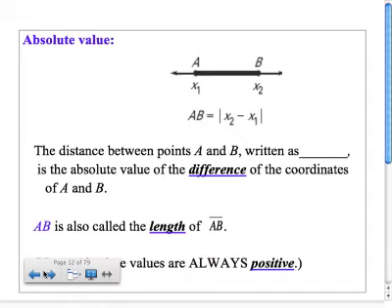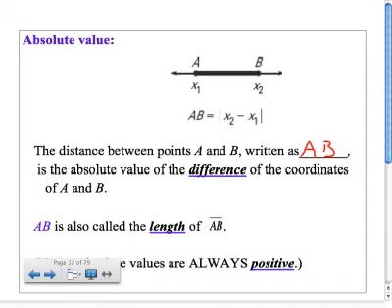So here's how you find the distance between two points. You take the absolute value of their difference. Now, notice here the distance between points A and B is written as AB with nothing over top of it. So if you just see two capital letters next to each other, that means distance. It's the absolute value of the difference of the coordinates of A and B.